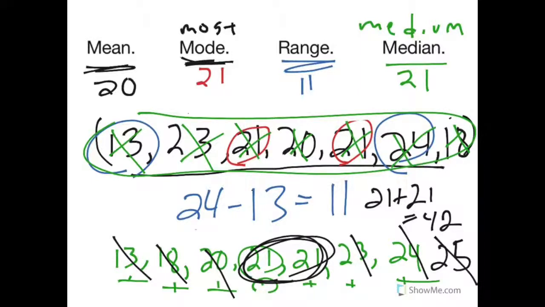Let's say this was 20 instead of 21. Then in that case, you'd have 20 plus 21 divided by 2, and you'd end up with 20 and 1/2, or 20.5.